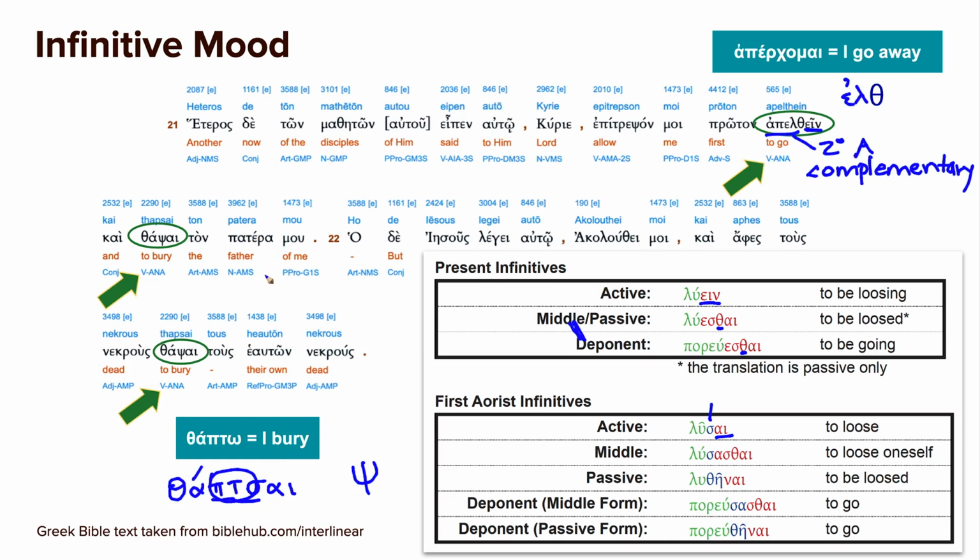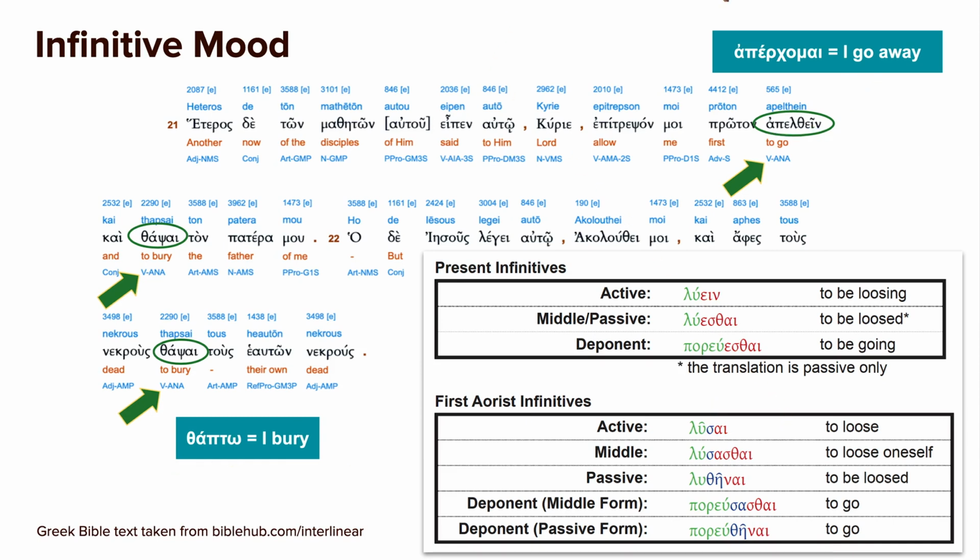So thapsai is an example of a first aorist infinitive using the ai ending with a sigma. And then middle would be lusasthai, to loose oneself. And then we have luthenai, and then poreusasthai, poreuthenai. All right, so don't worry. This is super confusing, but I don't want you to worry. I just want you to recognize that there are forms. One of the reasons we're going through the whole New Testament is because over time you'll start recognizing these.